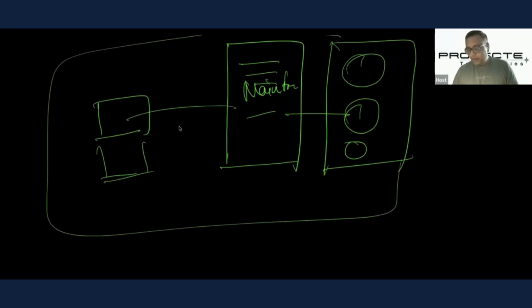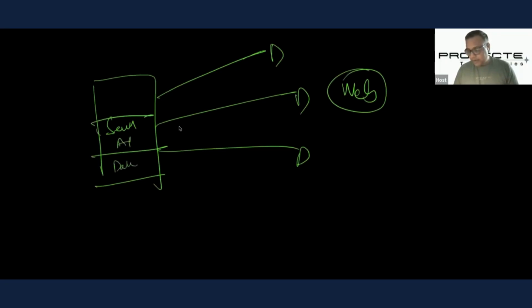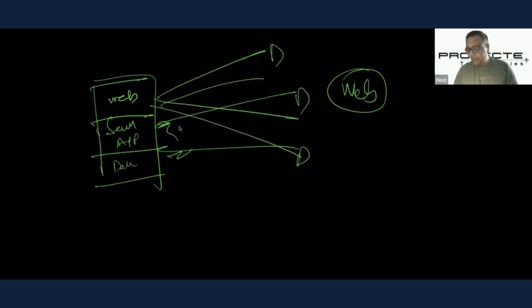Then came the era of client server, wherein you could have a lot of applications running on your server, and you can serve multiple clients. Now this is the era of web. So you had a database tier, application tier and a web tier. The web tier is with which the client used to interact, and the application used to process and database used to store.